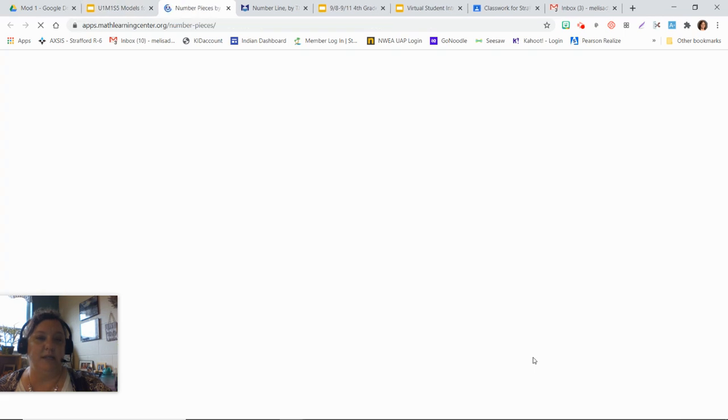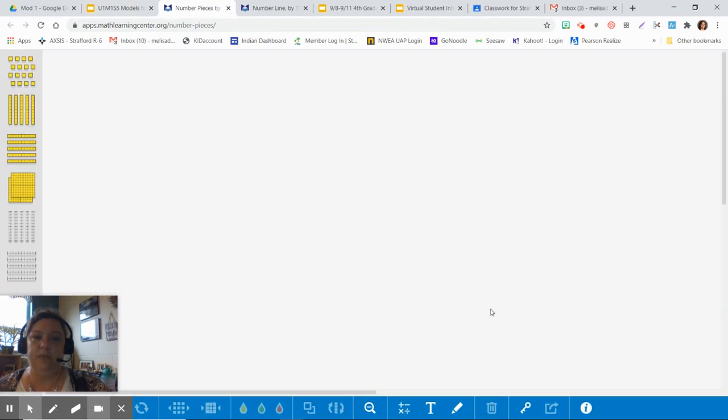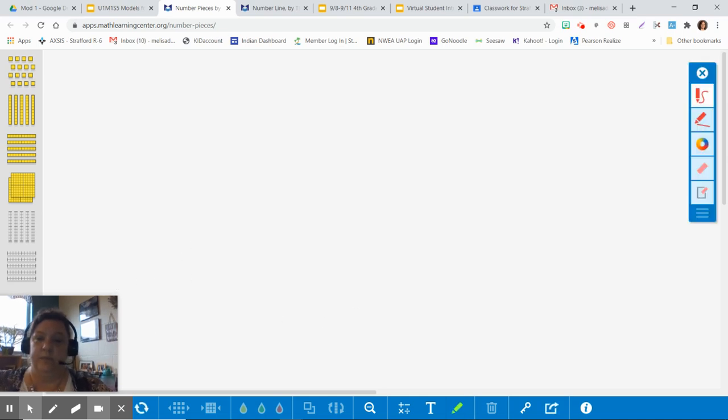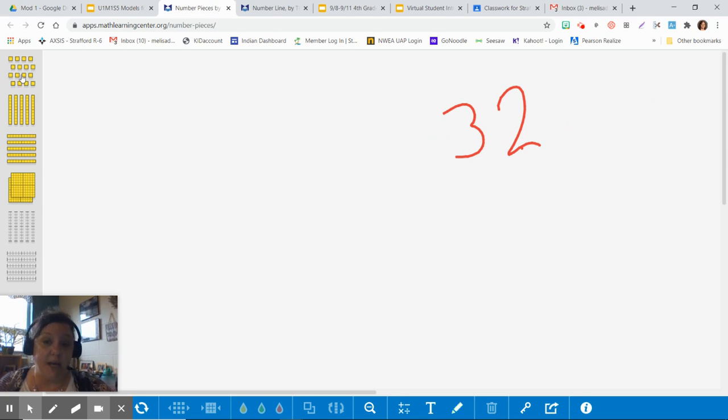Now let's go to the number pieces. So with number pieces, my total is really, really important. There were 32 crayons, so I need to remember that. Oops. Let's try that again. There we go. 32. You like that? Isn't that nice? I'm writing with my finger, so it's not that pretty. All right, so 32, that tells me how many crayons we have in the box.